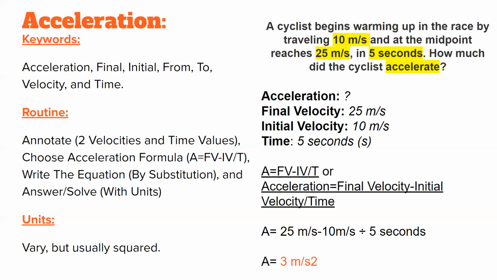All right. So 25 subtracted by 10 is 15. 15 divided by 5 is 3 meters per second squared. All right. So that concludes our wrap up for all of this.